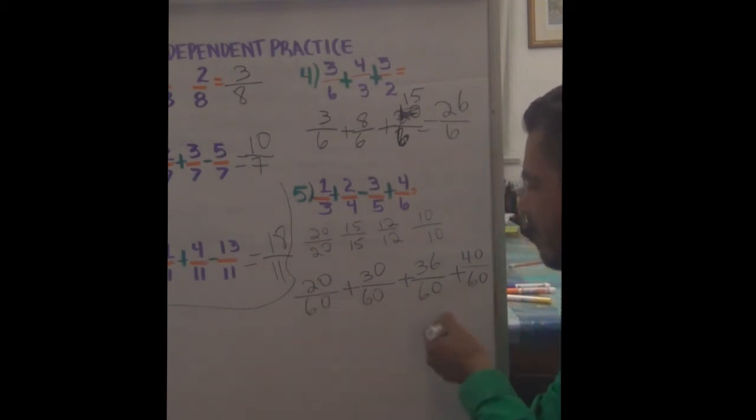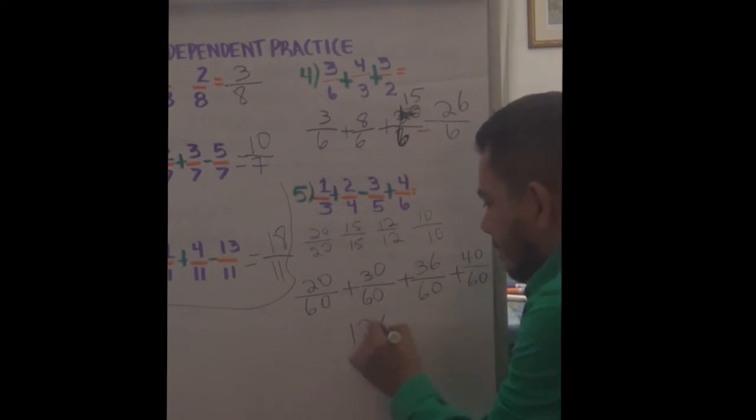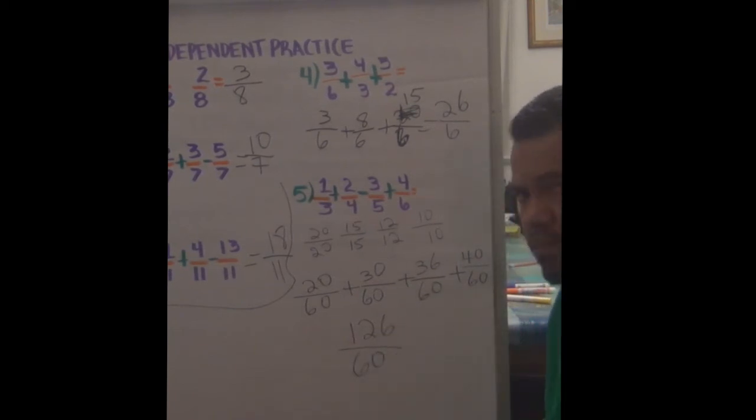So let's see, they have the same denominator. So 20 plus 30, 50. Okay? 50. 36 plus 40 is 76. So 50 plus 76 is what? 126 over 60. Can I reduce this? Sure. What's half of 126? 63. What's half of 60? 30. And that is your simplest form.